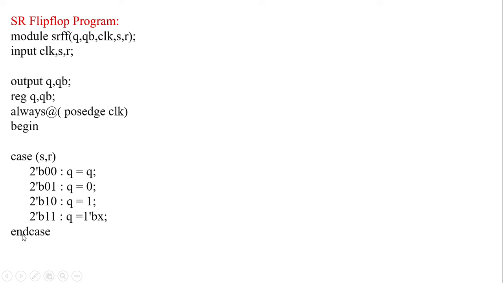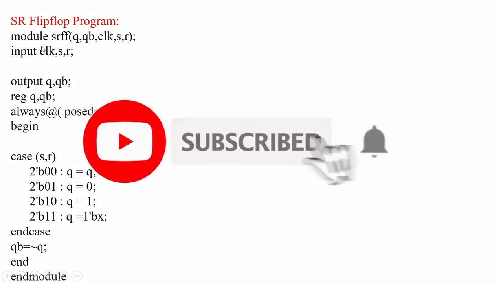Then in the default statement, QB is equal to the negation of Q. QB is always the complement of the main output. That is the reason I represented QB in the default statement: QB equals the negation of Q. Then this end is with respect to begin, and endmodule is with respect to module. Okay, so this is the Verilog program.